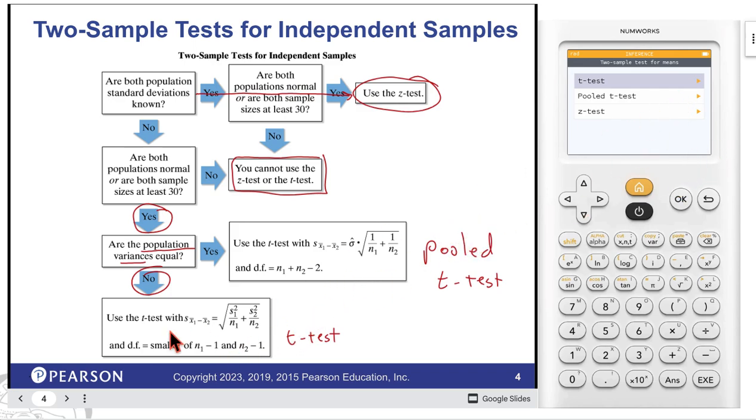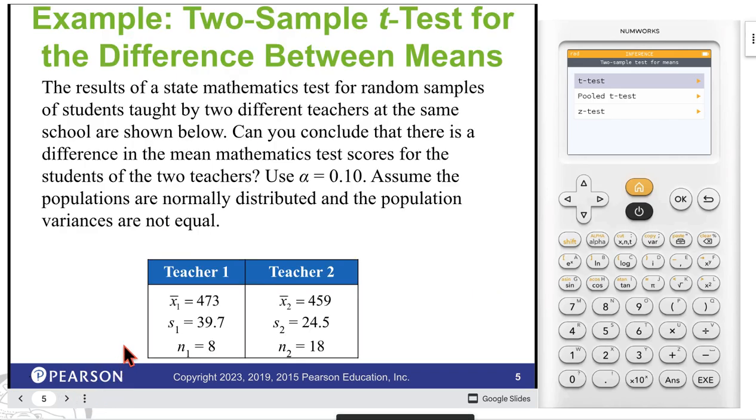So let's keep moving forward then. So let's look at our first example going through this. First of all, we'll decide whether we can use the t-test.